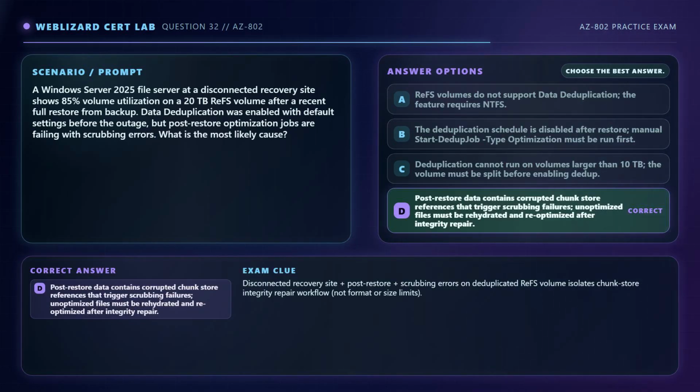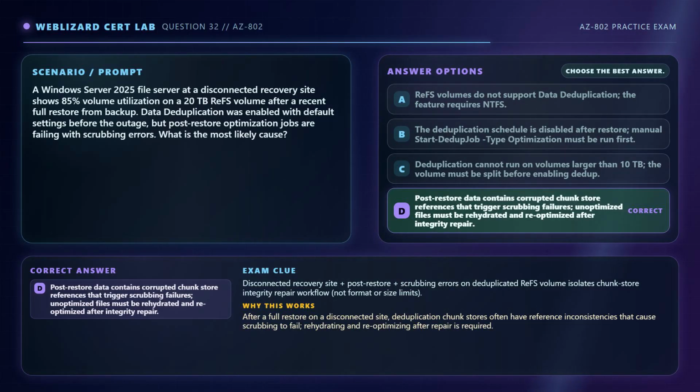The correct answer is D. Post-restore data contains corrupted chunk store references that trigger scrubbing failures. Unoptimized files must be rehydrated and re-optimized after integrity repair. After a full restore on a disconnected site, deduplication chunk stores often have reference inconsistencies that cause scrubbing to fail. Rehydrating and re-optimizing after repair is required. Disconnected recovery site plus post-restore plus scrubbing errors on deduplicated ReFS volume isolates the chunk store integrity repair workflow, not format or size limits.